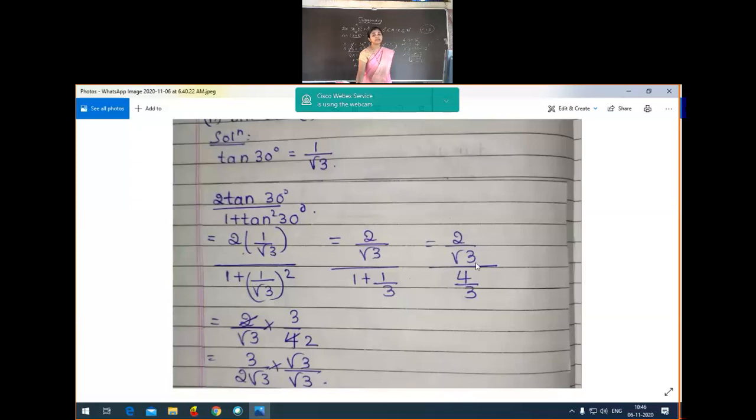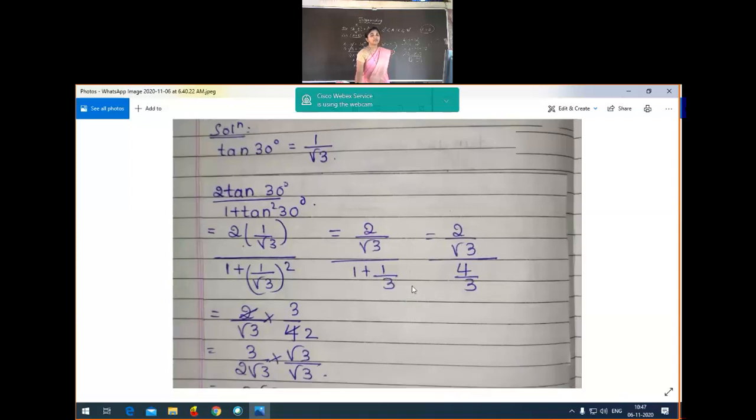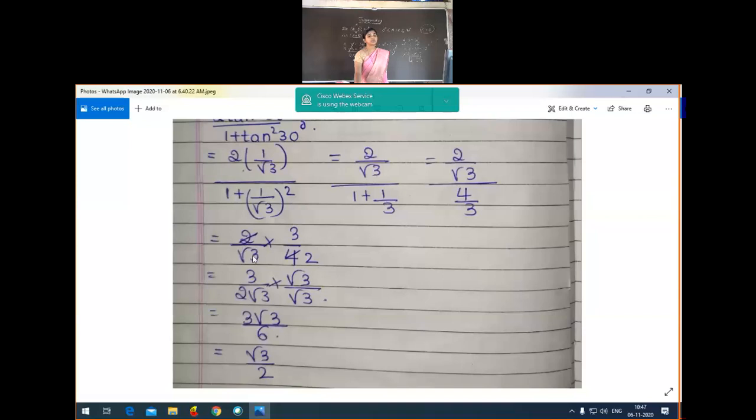Then here the numerator 2 by root 3 as it is. Here take the LCM method, then you will get 4 by 3. Now take the reciprocal, 2 by root 3 into 3 by 4. 2 ones are 2, 2 twos are 4. Then you will get 3 by 2 root 3. So here 3 is remaining, here 2 root 3 is remaining. 3 by 2 root 3.